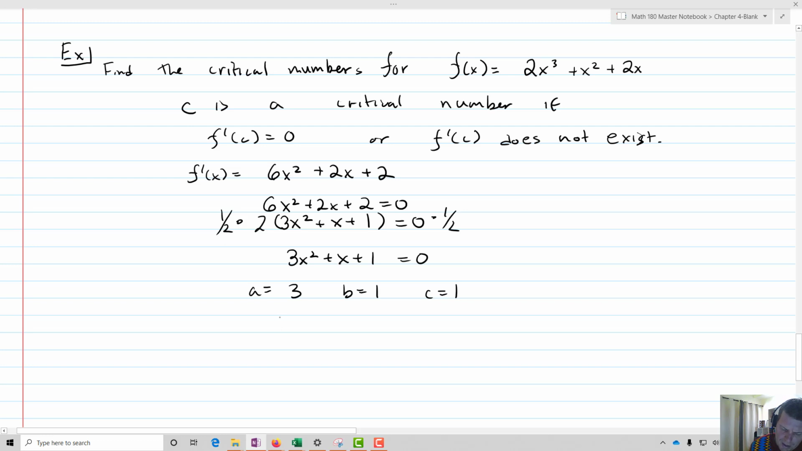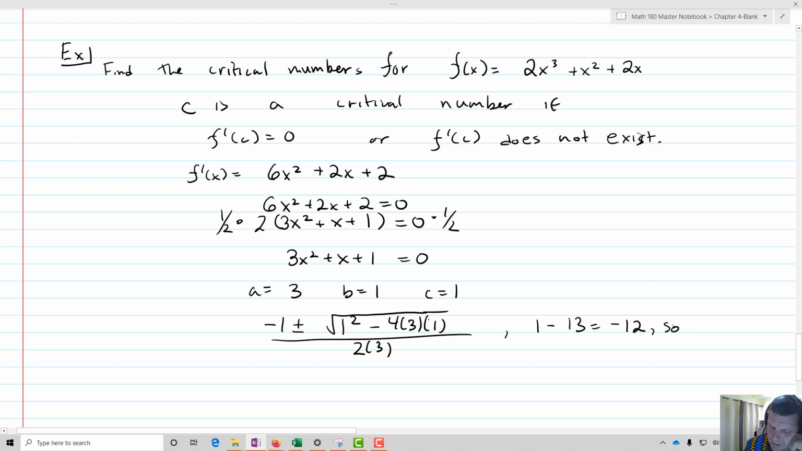So what I get now is negative 1 plus or minus the square root of, not 3 squared, but 1 squared minus 4 times 3 times 1, divided by 2 times 3. Now notice 1 minus 12 is equal to negative 11. What that tells me is that there are no real values of x where f prime of x is equal to 0. We end up with a complex number, so there are no real values of x where f prime of x is equal to 0.